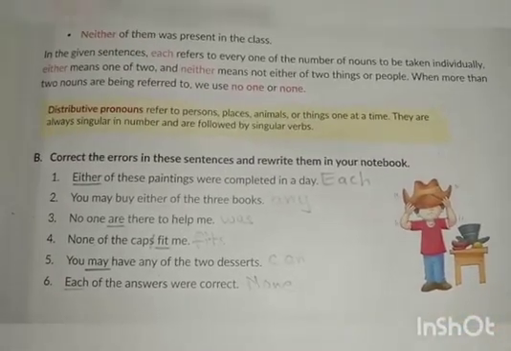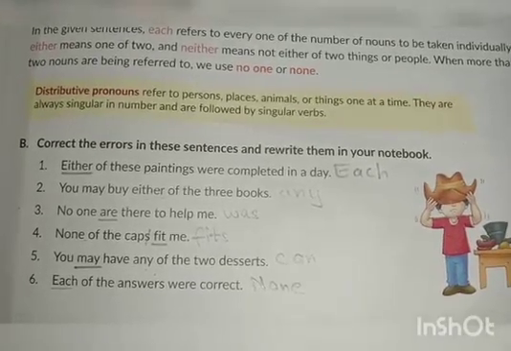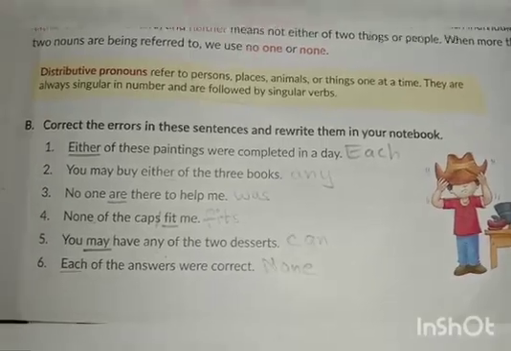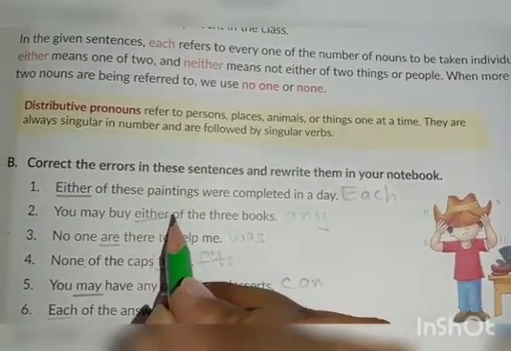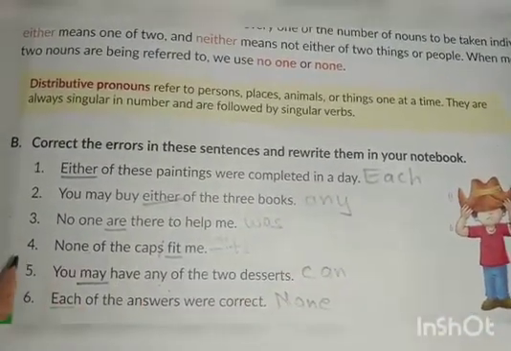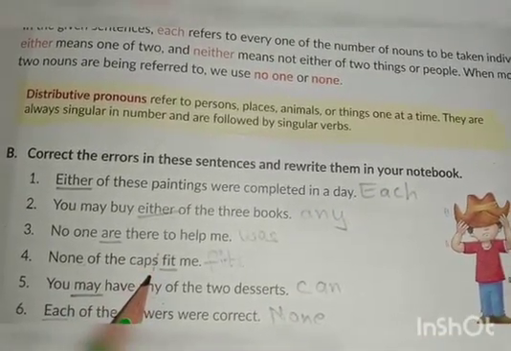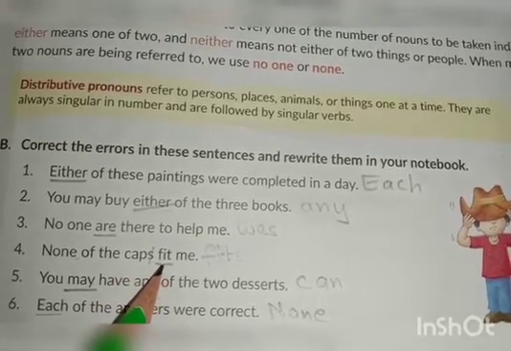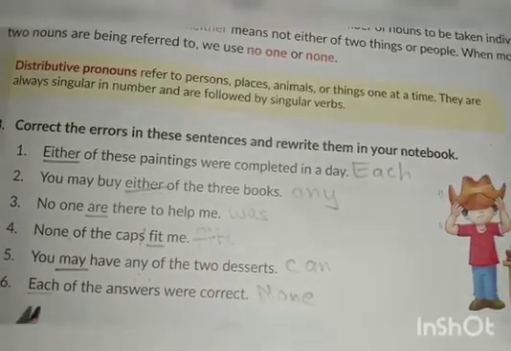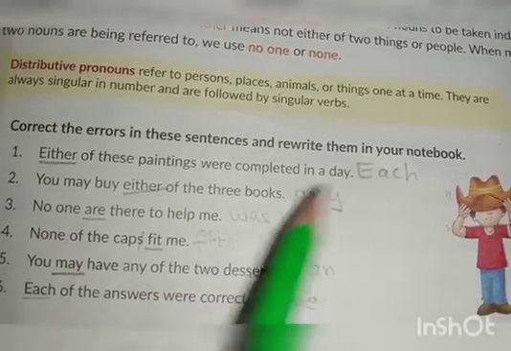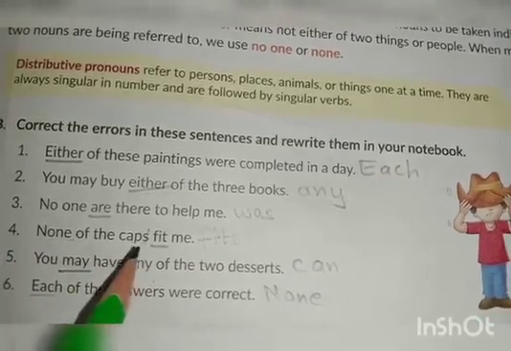Let's solve this exercise. Correct the errors in these sentences and rewrite them in your notebook. As you can see, I have underlined the errors and written the correct answer here. In question number 4, we have the correction as none of the cap. We have to remove the S and we have to add an S in the word fit. None of the cap fits me. The rest are simple. I have just underlined the errors and written the correct answer. Only in question number 4 do we have to change.